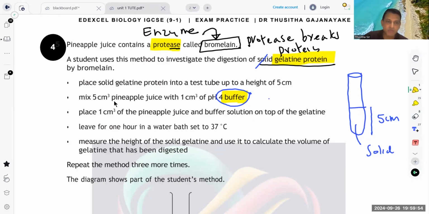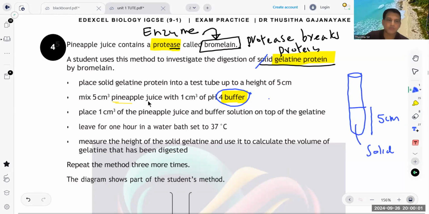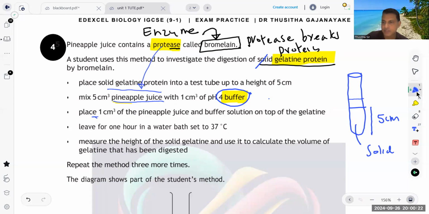Mix 5 cm cube of pineapple juice with pH 4 buffer. Pineapple juice has enzyme. That's a protease enzyme. Place 1 cm of pineapple juice and buffer solution on top of the gelatin. Now we're going to add the buffer solution and the pineapple juice onto the top.